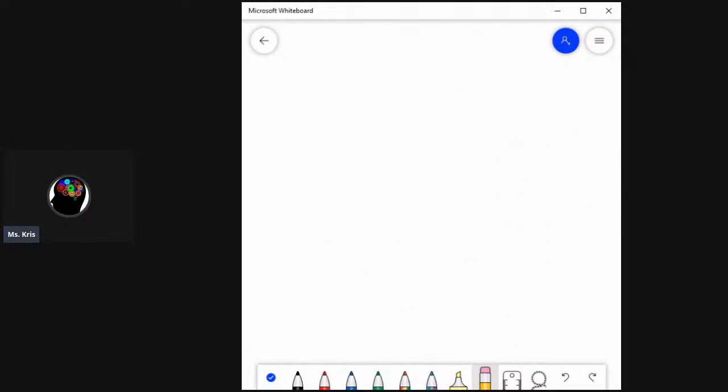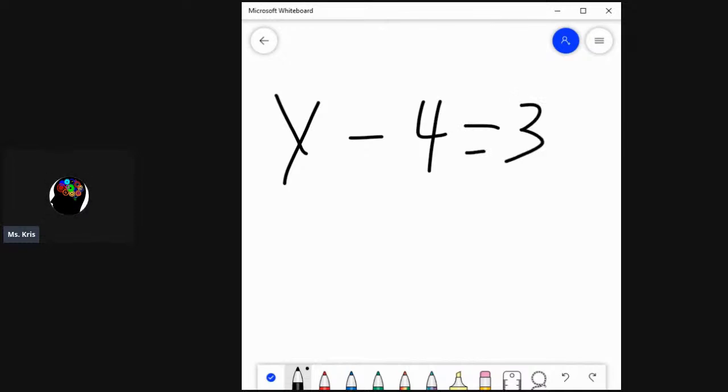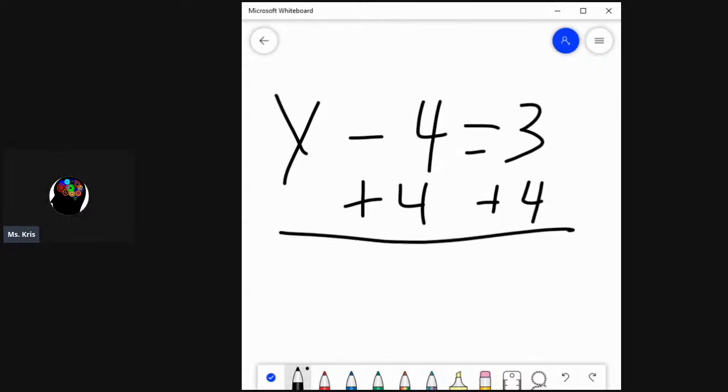Next, we have y minus 4 equals 3. Now, y minus 4 equals 3. Same process. 4 is being subtracted or taken away from y. How do I get y by itself? By adding 4 on both sides. Once I add 4 on both sides, that will cancel.